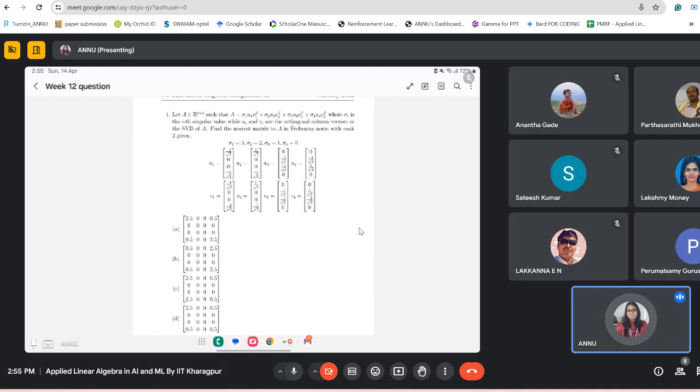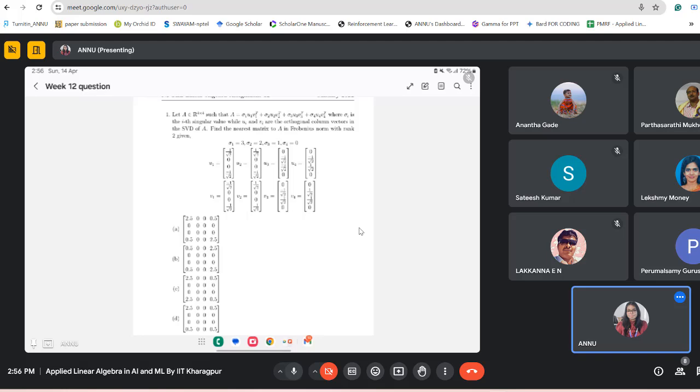Do you remember the formula that we saw? Sigma 1 U1 V1 transpose plus sigma 2 U2 V2 transpose plus sigma 3 U3 V3 transpose. With rank 2 required, only the first two terms will be good enough. You don't need sigma 3 in that case because rank 2 is given.